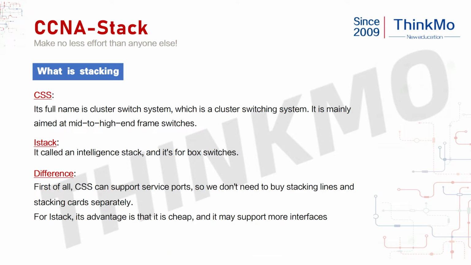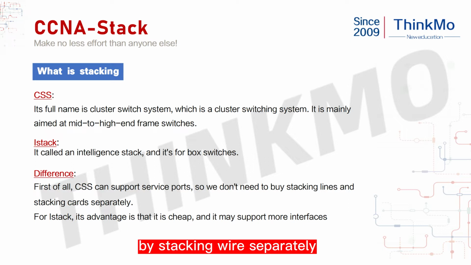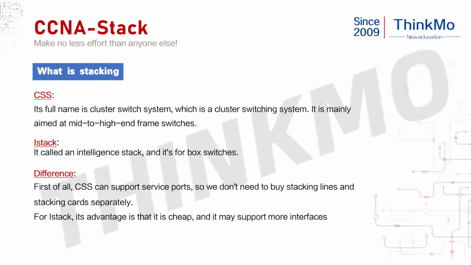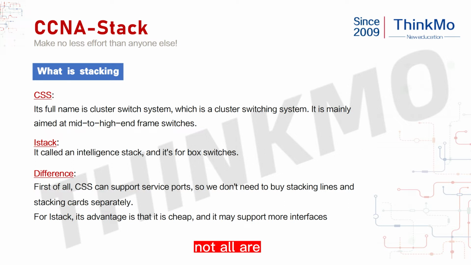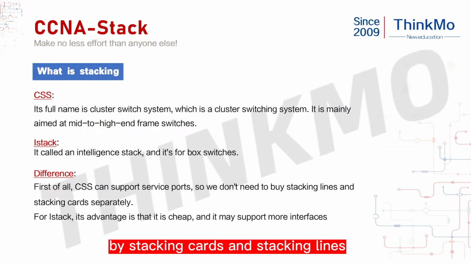Then let's explain the advantages and disadvantages between them. First, CSS can support business ports. That way we don't need stacking wires and stacking cards separately, both of which are more expensive. In such a situation, CSS can use business ports to stack, such as optical fiber and network fiber, connected directly to make a stack and virtualize it as one switch. Usually some S7700 series switches also support business interface docking. Not all do, but it's generally the case. Otherwise, we have to go by stacking cards and stacking lines.